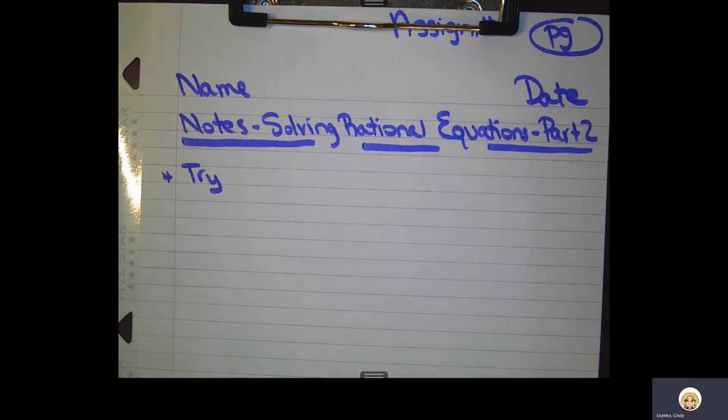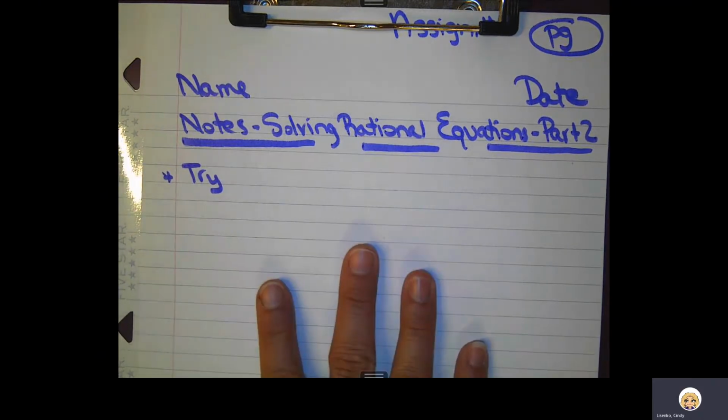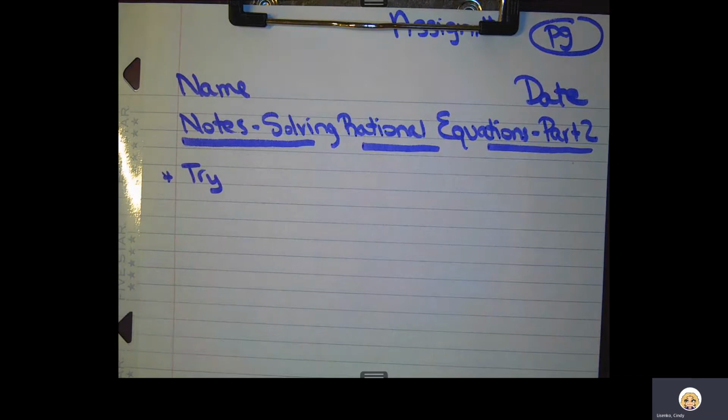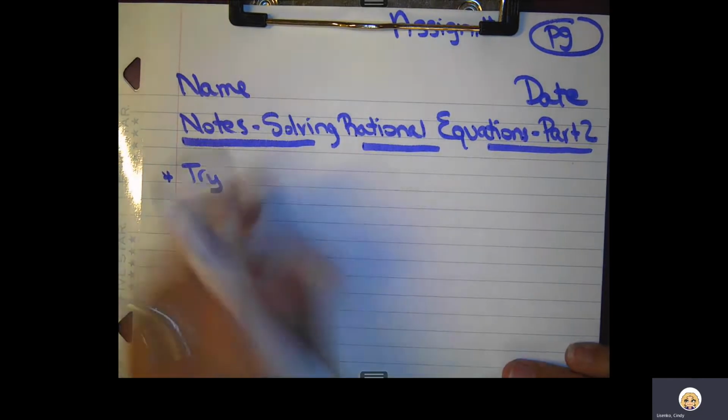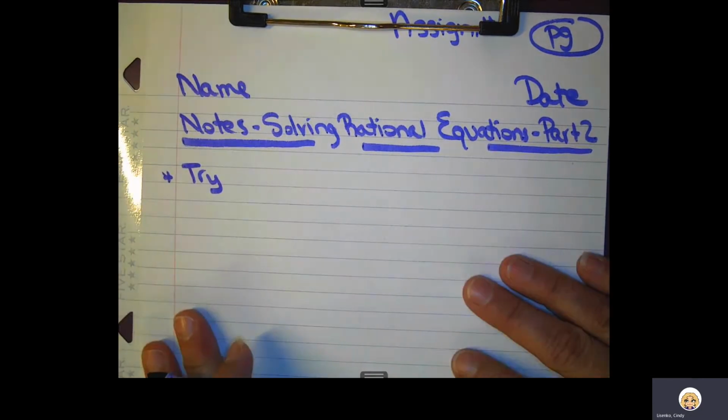In these notes, we're going to be solving rational equations, and it's going to be a continuation of the last lesson, but this time we're going to have some binomials and trinomials in the denominator. So make sure you have your heading. What we always want to do is try to get rid of all the fractions first. So that is what my starting sentence is going to be.